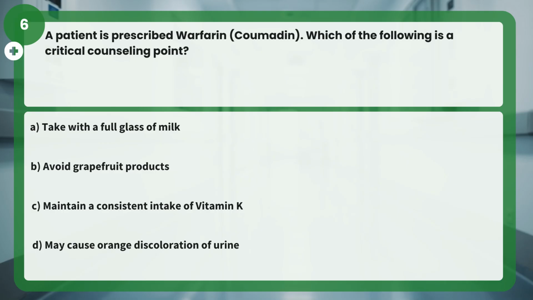Question 6. A patient is prescribed warfarin, Coumadin. Which of the following is a critical counseling point? A. Take with a full glass of milk. B. Avoid grapefruit products. C. Maintain a consistent intake of vitamin K. D. May cause orange discoloration of urine.